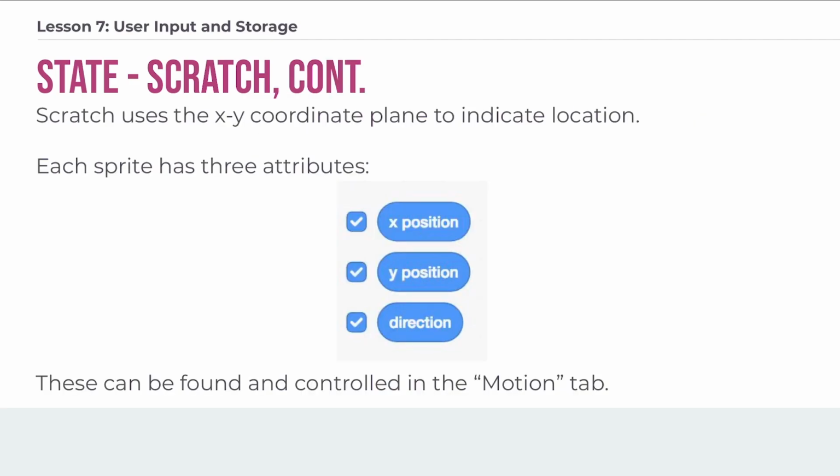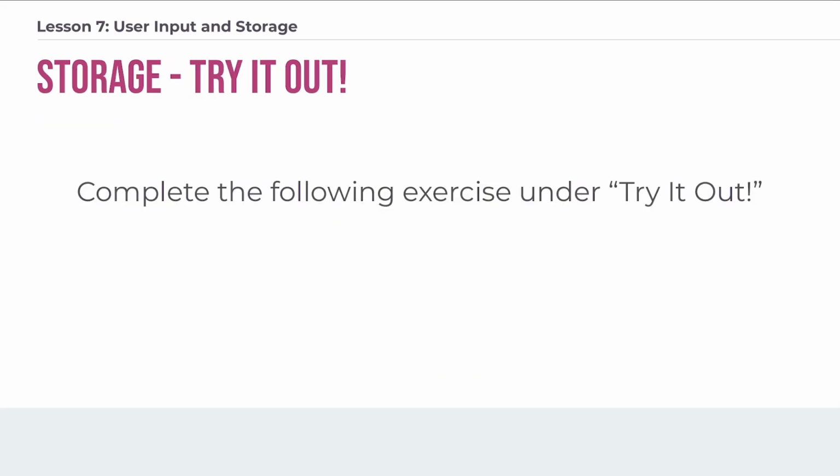Scratch, again, uses the XY coordinate plane to indicate location. Each sprite has 3 attributes that directly relate to the location or position of the sprite, and those are the X position, the Y position, and the direction. You can find all of those in the Motion tab. You might have to scroll down a little bit when you get to the Motion tab, but it will be there. Try all of this out on your own, and good luck.